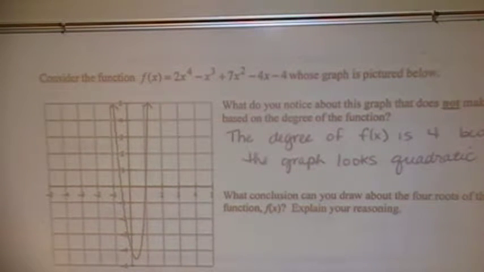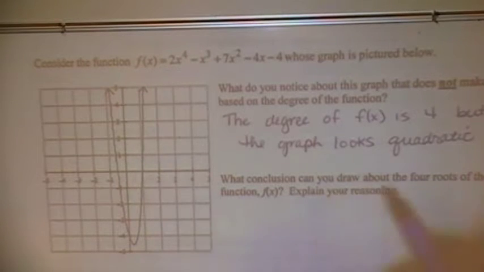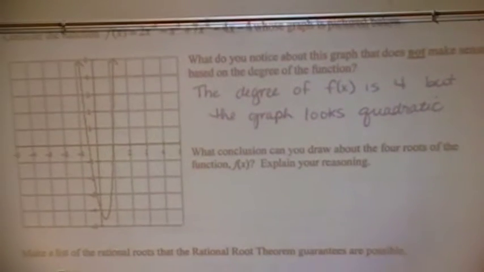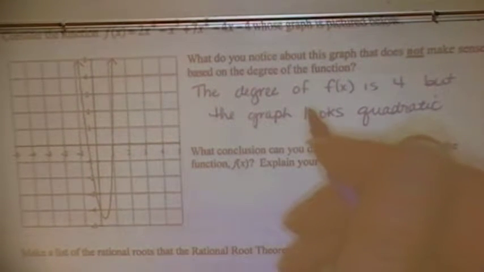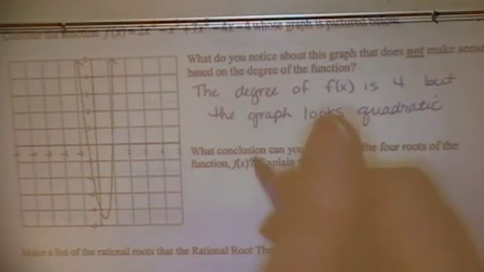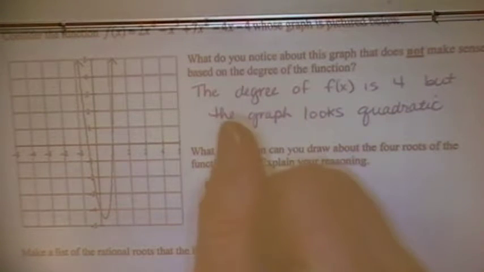And I know they're not double roots. How do I know they're not double roots? Because it passes through. So they're not double roots. So if that's the case, what conclusion can I draw about the 4 roots? Two of them are imaginary. Very good. 2 of them are imaginary.